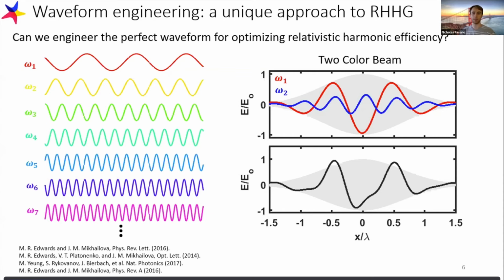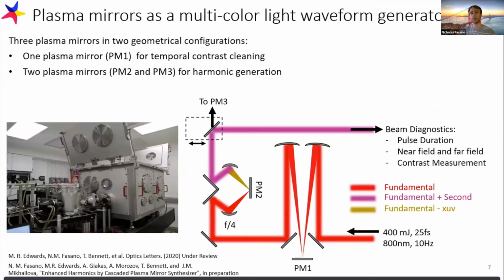So this problem has been studied in the past by our group and others, and the answer to the question is yes, we can use waveform-controlled engineering to enhance harmonic efficiency. Particle-in-cell simulations validate this. What we would like to do now is explain the experimental approach to how we actually create such waveforms.